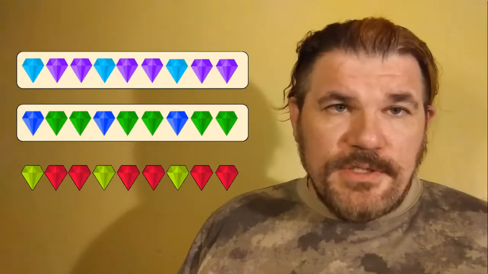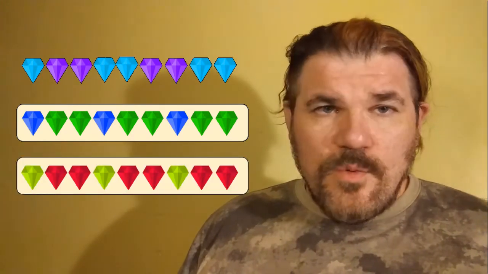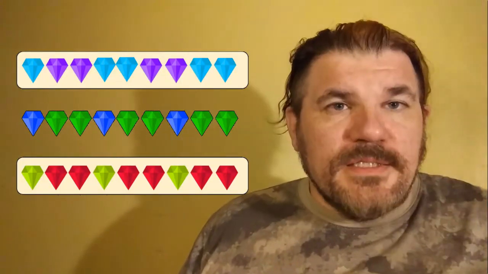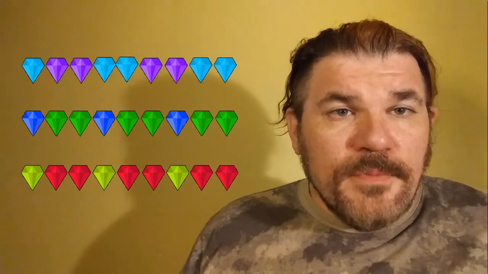So we're going to have 3 sets of gems, and your job, right here, 3 sets of gems. 2 of them have the same pattern. Is it going to be this 2, or this 2? Let's take a look. They have different colors, but 2 of these are in the same pattern.